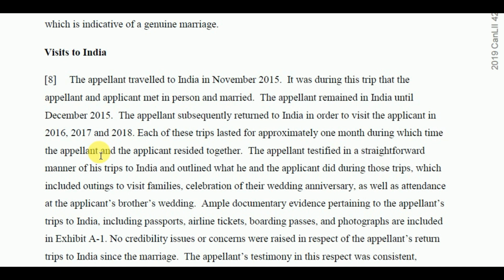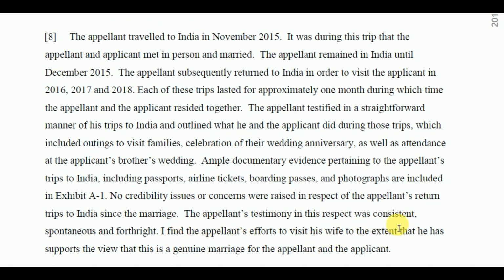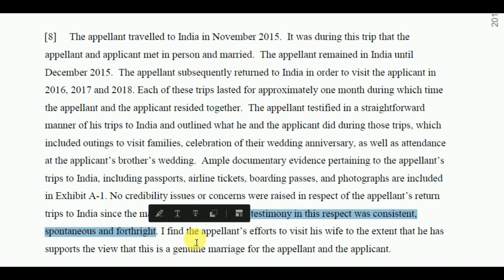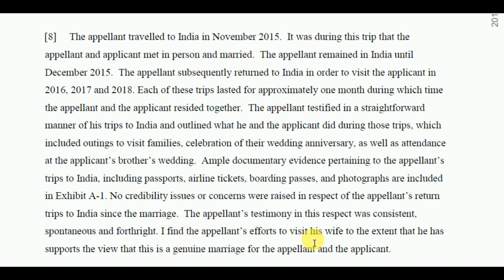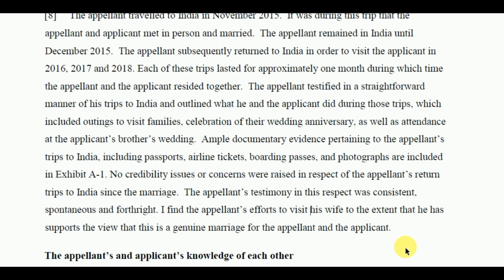I find the appellant's efforts to visit his wife, to the extent that he has, support the view that this is a genuine marriage for the appellant and applicant. So now you can understand, the appellant visited India 3 times in 3 years and spent at least 1 month every time. They provided each and every document for all the outings, anything which can corroborate the fact that the couple got married to start their family.